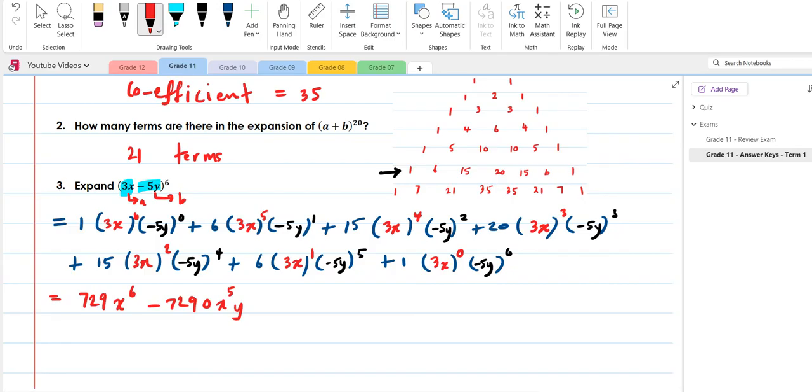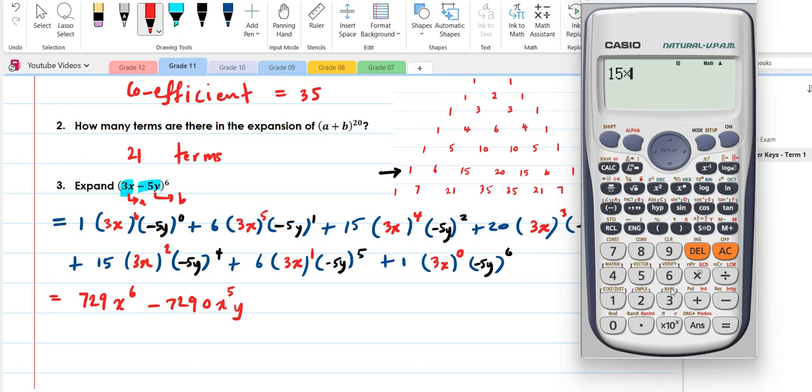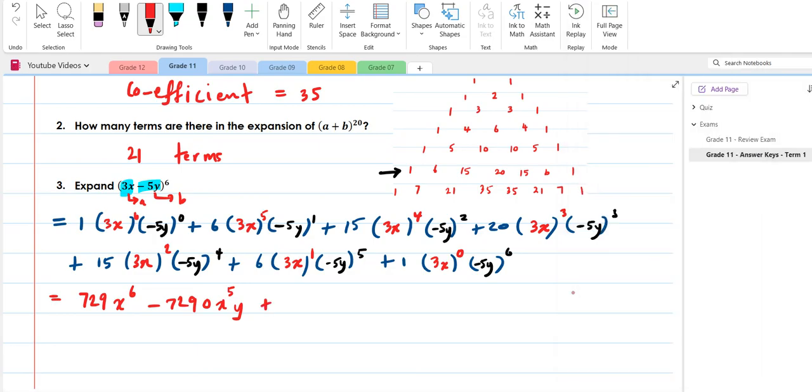Next one we have is 15. 15 times 3 to the power 4 times negative 5 squared. There's a square there. So that will give me to the power 2. Yes, that should give me 30,375. And this was x to the power 4, y squared.